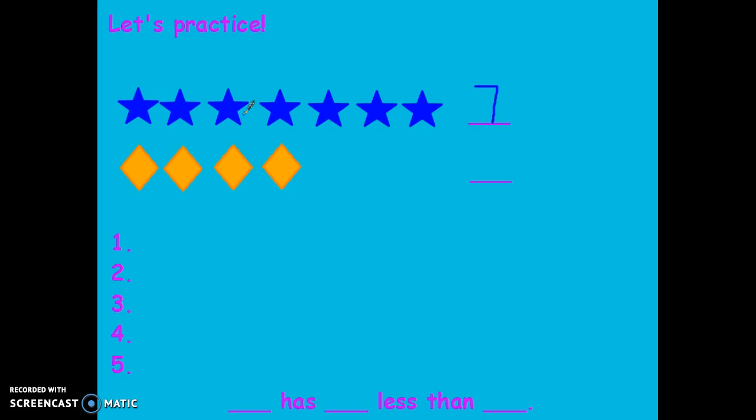You should have 7 stars in a straight line on your whiteboard. Now let's see how many diamonds there are. 1, 2, 3, 4. When you draw your diamonds, make sure that they are matched up to the stars. You have 30 seconds to draw 4 diamonds.